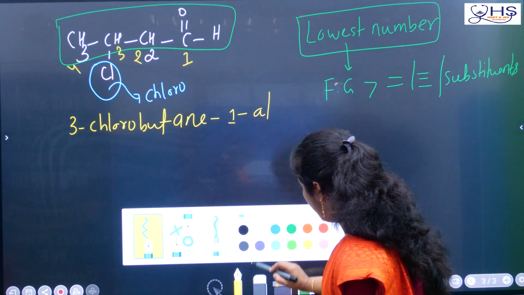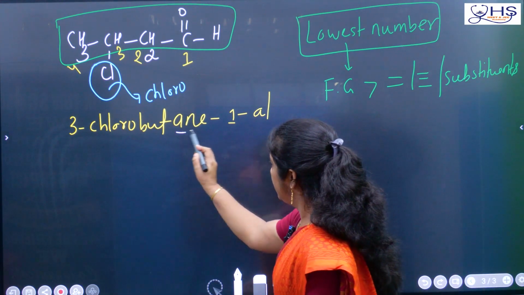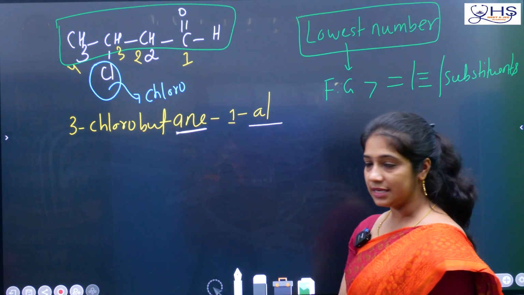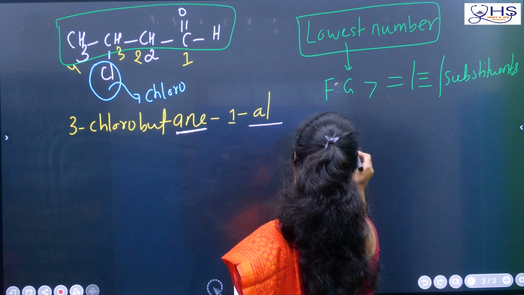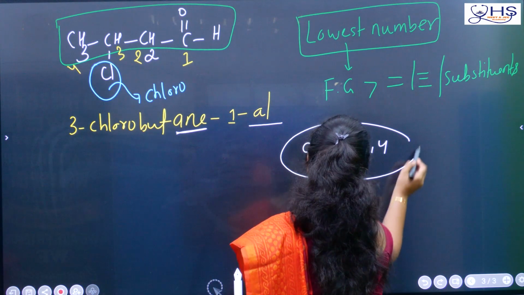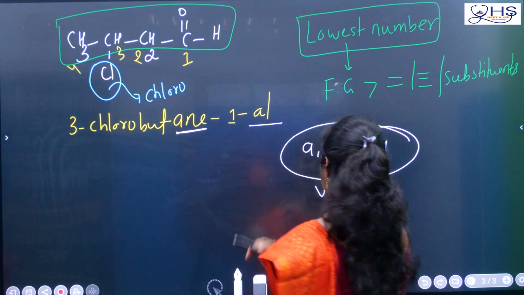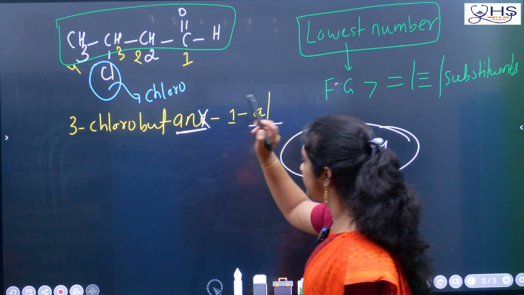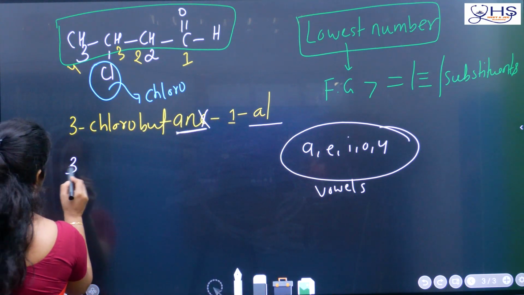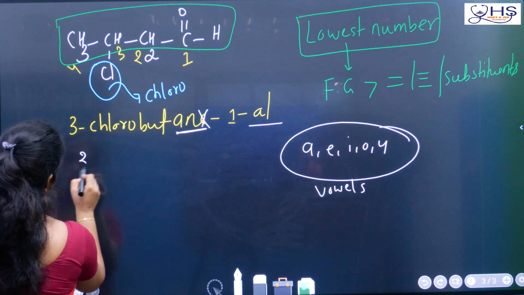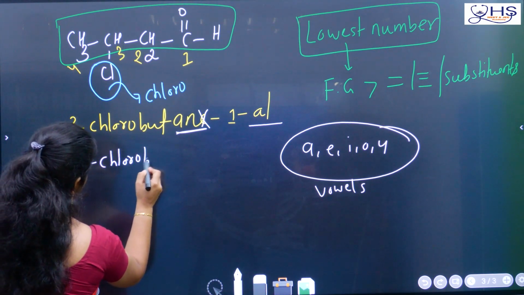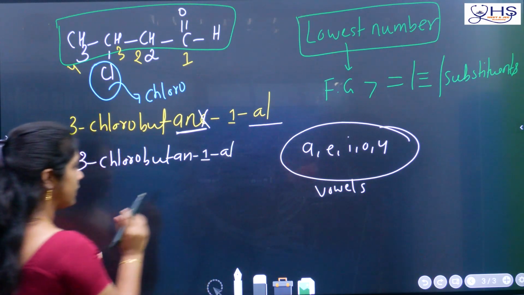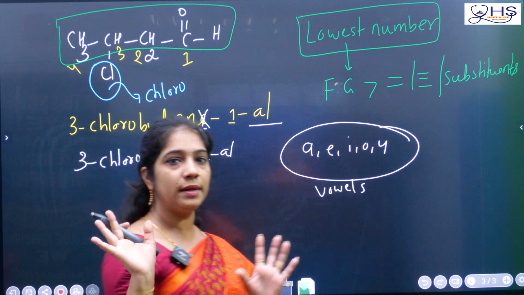One more point, what IUPAC says: while writing the primary suffix and secondary suffix, if the vowels A, E, I, O, U come together, avoid the first vowel. So I can avoid this first vowel and write the name as 3-chlorobutanal. For position 1 you can write it or avoid it as you wish, but other than position 1 it is compulsory to mention it.